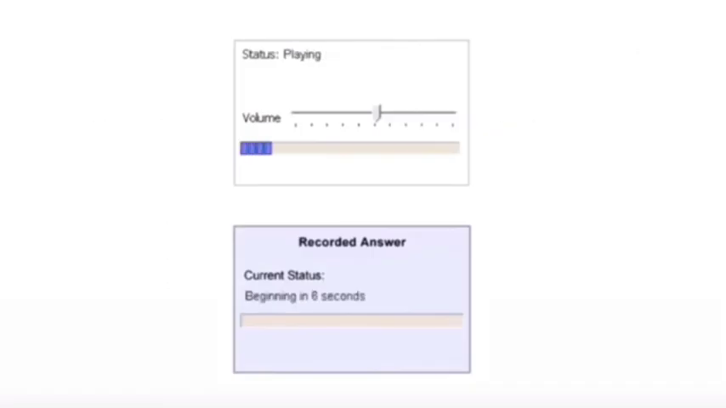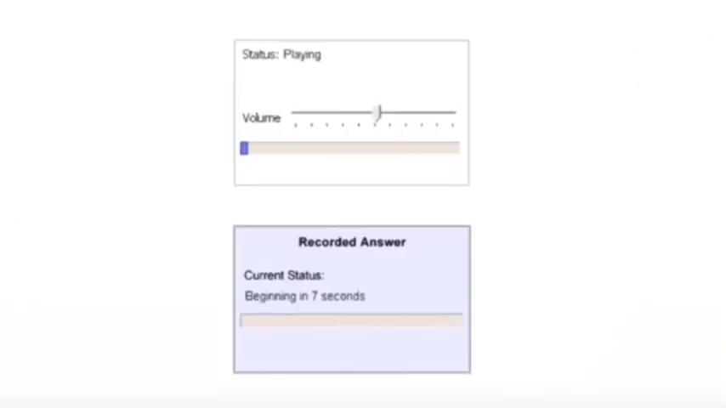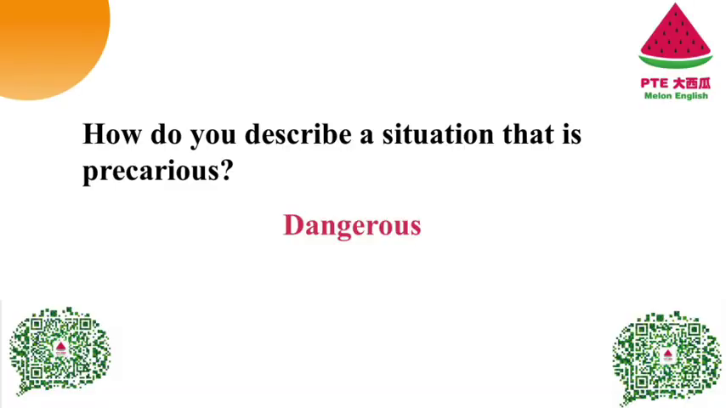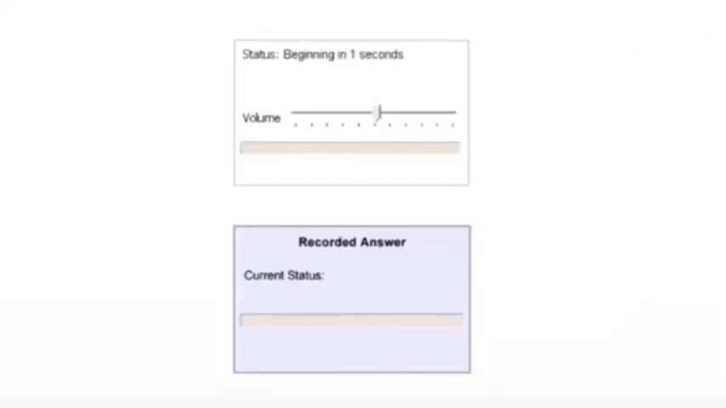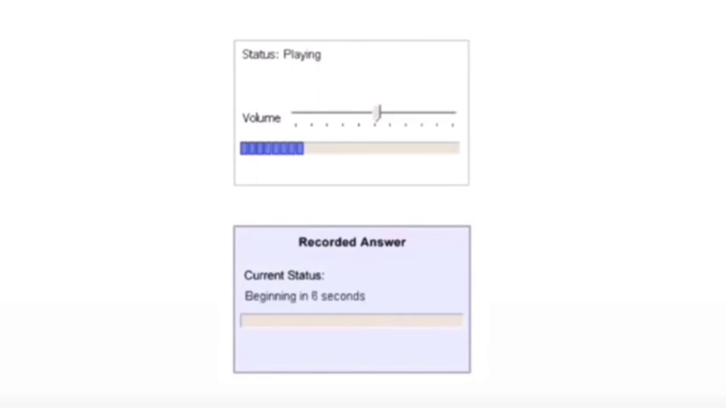If a car is not stationary, what is it doing? Moving or running. How do we describe a situation that is precarious? Dangerous. Which one is more widespread, Korean, Thai, or Hindi? Hindi. What is the thing you touch when you play a guitar? String.